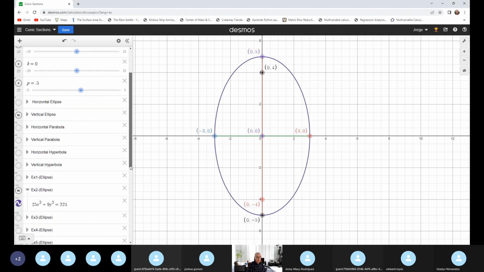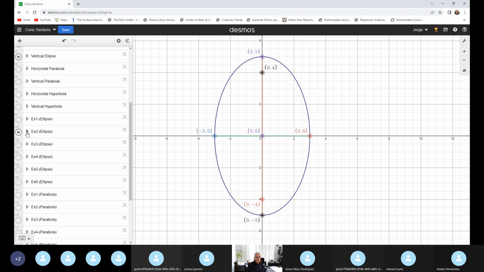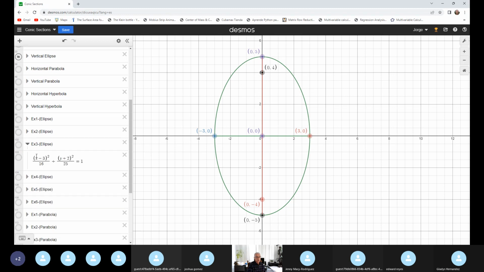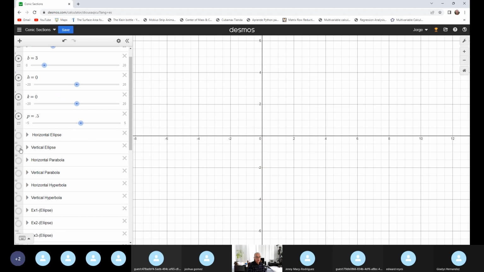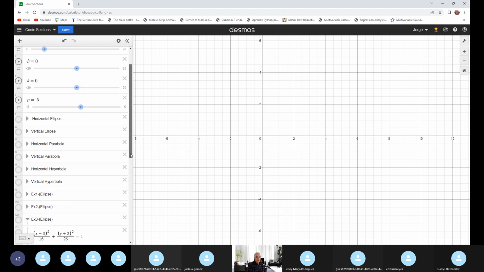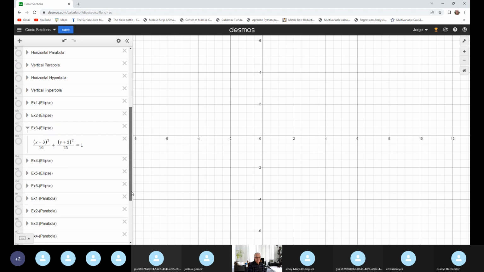Okay, let's move into example 3. I want to present it to you in Desmos, and after we manipulate something on the piece of paper, on the whiteboard. Example 3 is this. (x-3) squared over 16 plus (y+2) squared over 25 equals 1. Okay, let me enable this. Okay, I want to copy this in my whiteboard.